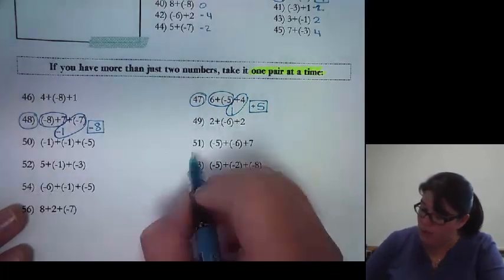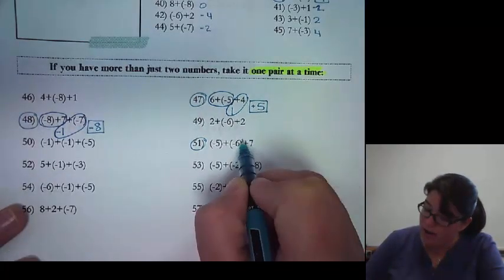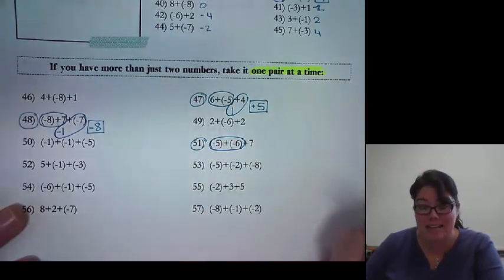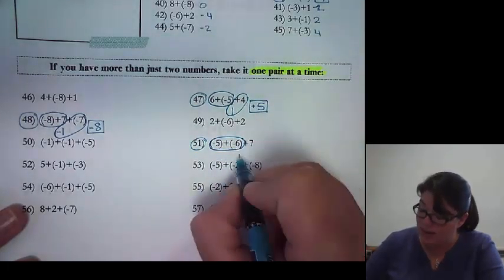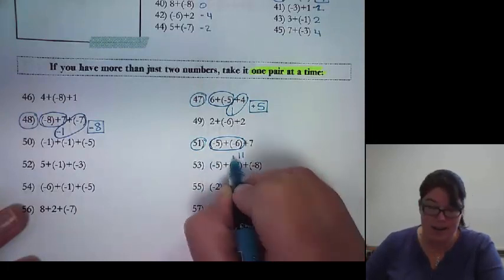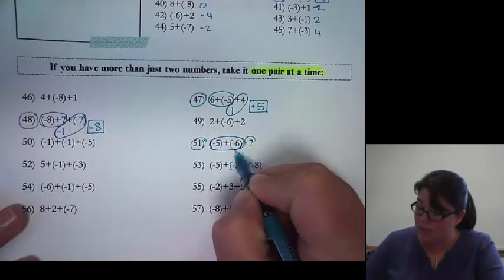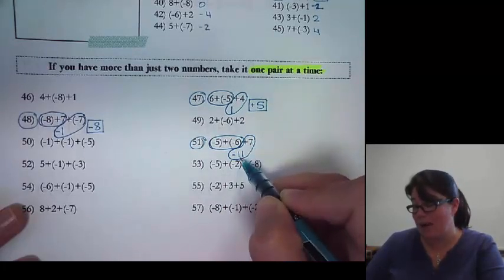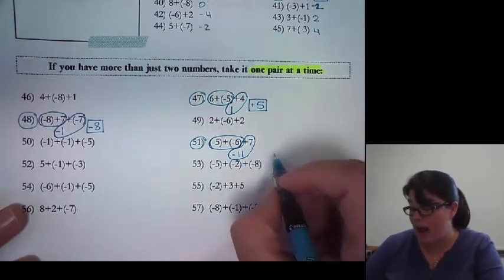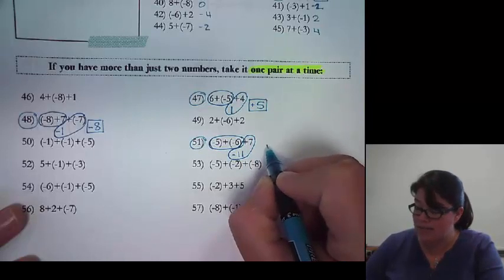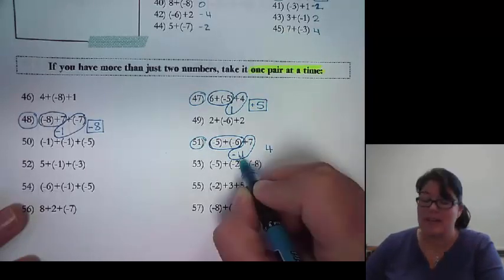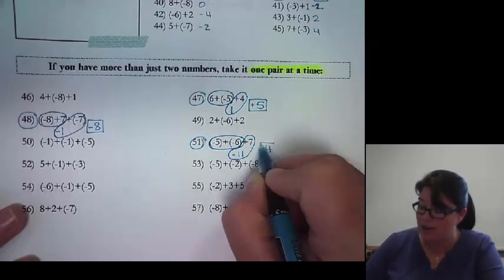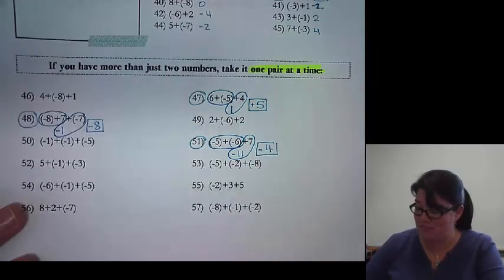What about number 51? Here I have -5 and -6. Same signs, add and keep. 5 plus 6 is 11, and keep the sign is negative. Now I do my second pair. Different signs, -11 and +7. Different signs, subtract. So 11 minus 7 is 4. Keep the sign of the bigger one. The bigger one is 11, so my answer will be negative. And there you have it.